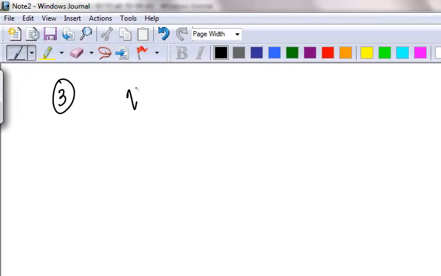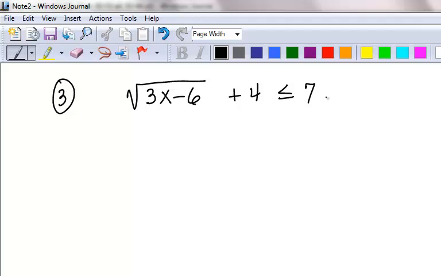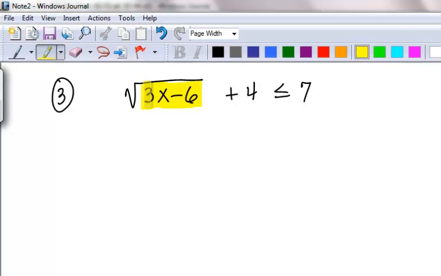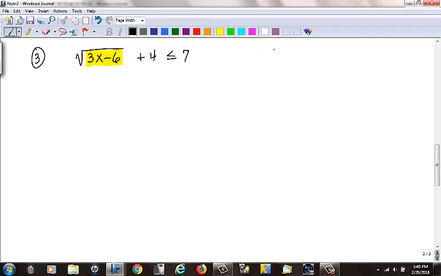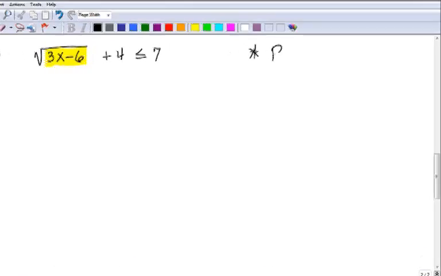Okay, so they give you the square root of 3x minus 6 plus 4 is less than or equal to 7. One part of this on the inequalities with radicals is that they're considering these to be real. So if those are real, that means you cannot have a square root of a negative. Okay, so little note out here to the side.